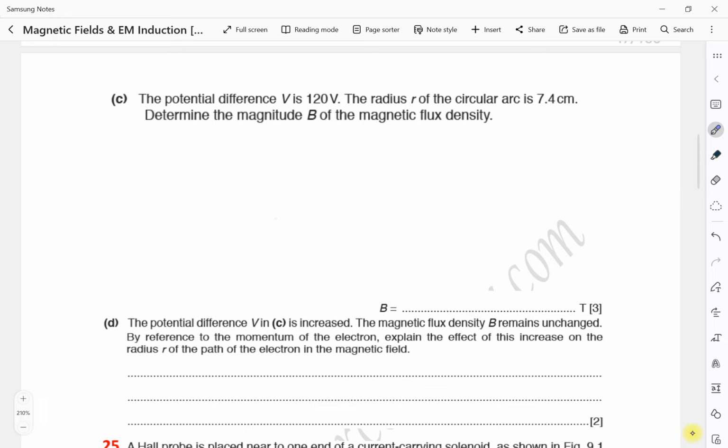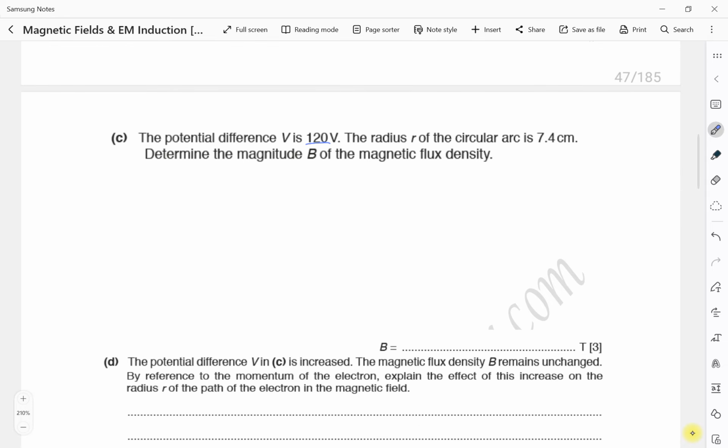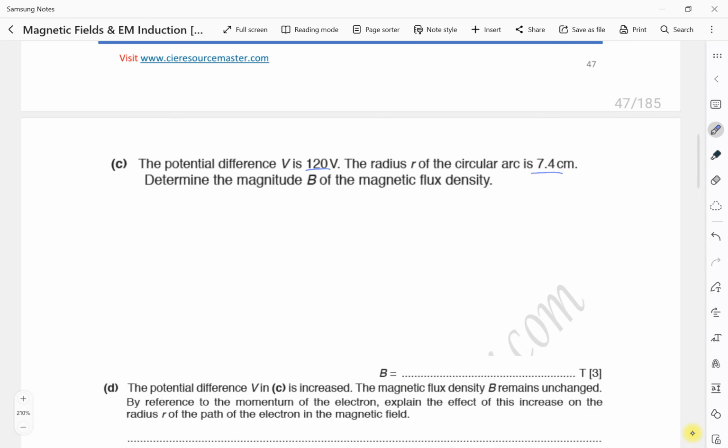The potential difference V is 120 volts. The radius R of the circular arc is 7.4 centimeters. Determine the magnitude B of the magnetic flux density. Since the magnetic force BQV provides the centripetal force, that is mv squared over R, it means that BQR is equal to m times v. And of course, mv is momentum. So BQR is also the same as momentum.